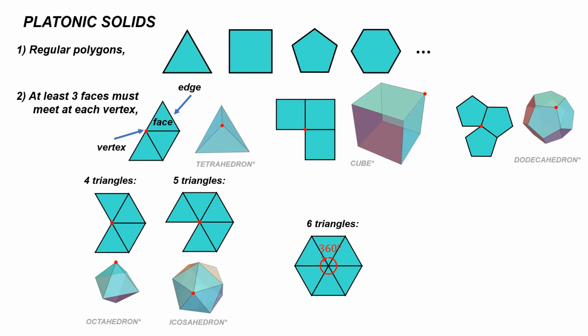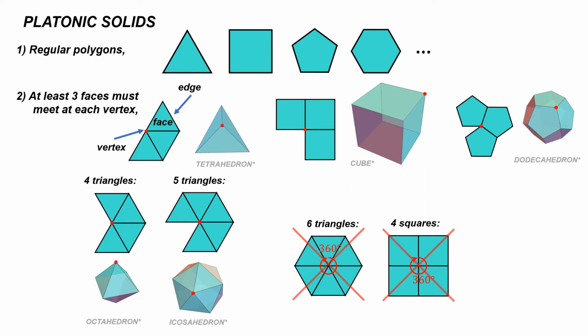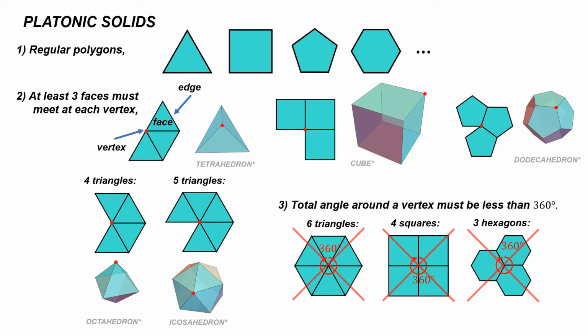In other words, when the total inner angle around the vertex occupied by the turquoise area is 360 degrees, the pattern cannot be folded. And the same applies to 4 squares and 3 hexagons as well. And this brings us to the third rule. The total angle around the vertex must be less than 360 degrees.